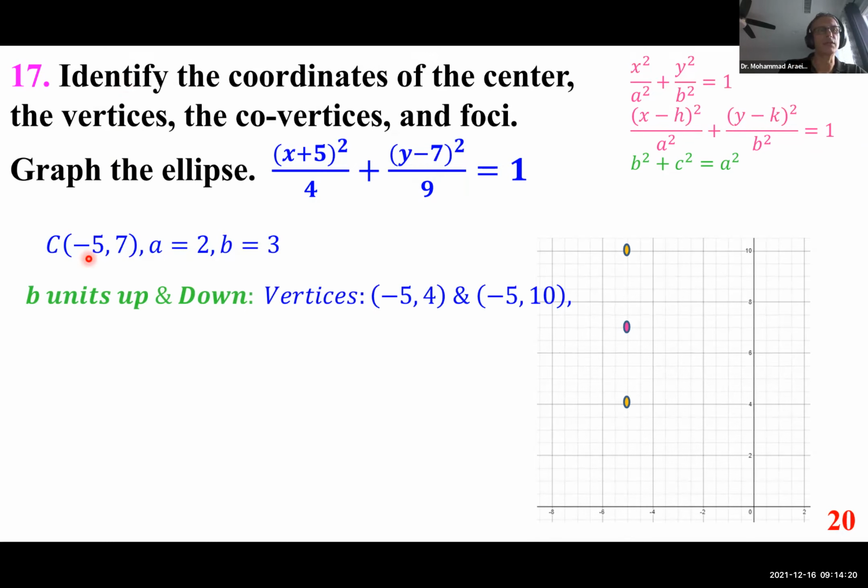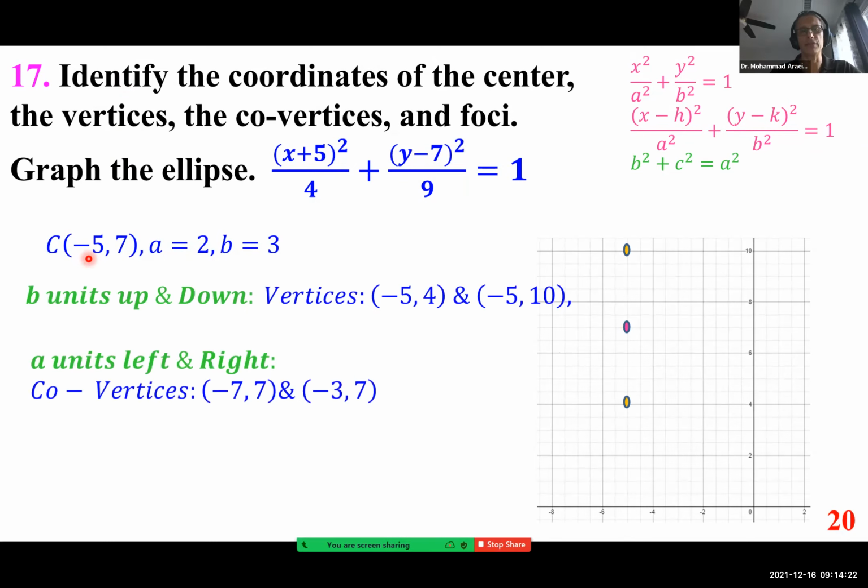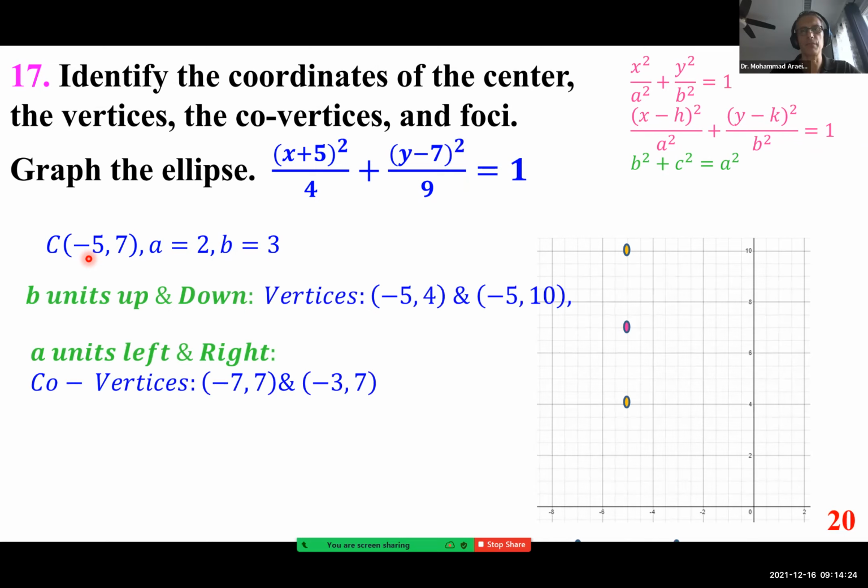And then from the center, 2 units to the right and left. Again, I hope you see that when we say 2 units to the right and left, that means look at the x coordinate and add and subtract 2. That's how you come up with that. And we want to calculate the location of foci. We need to go with this formula.